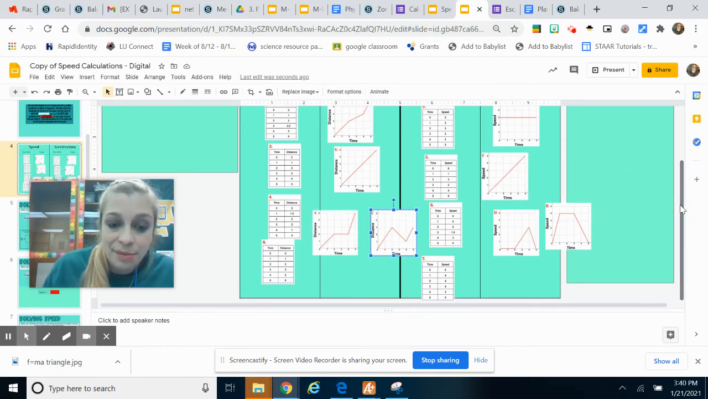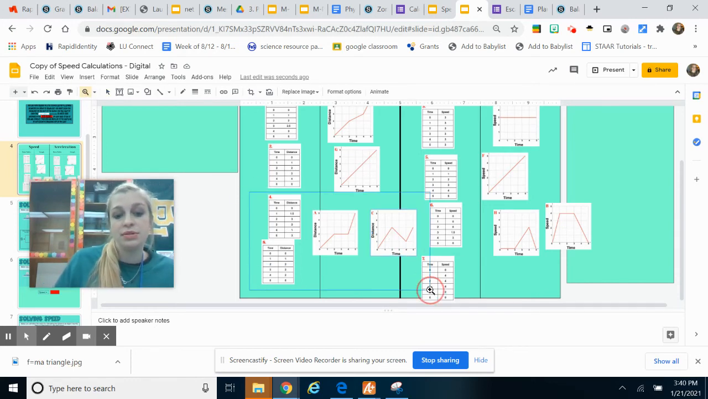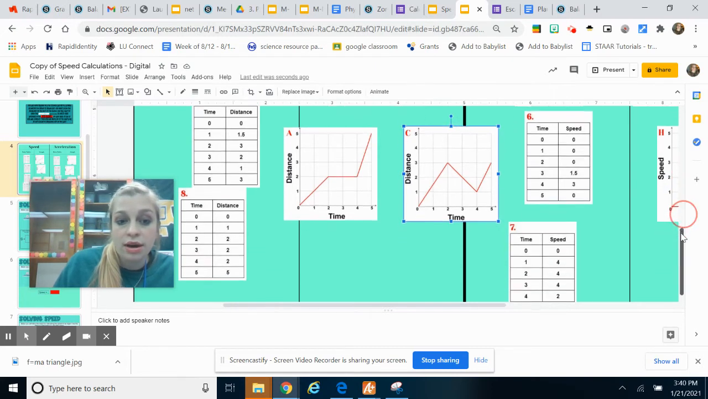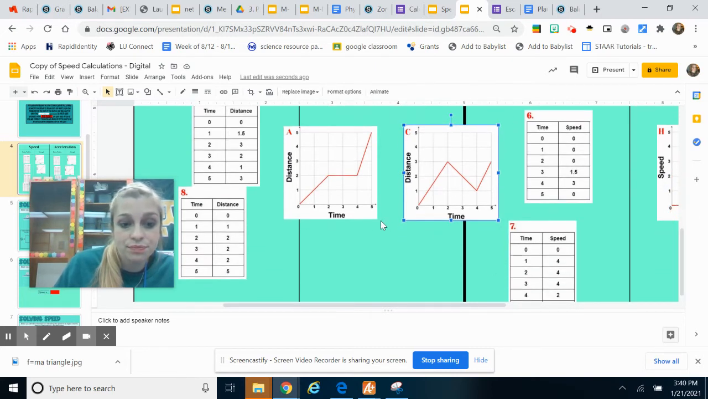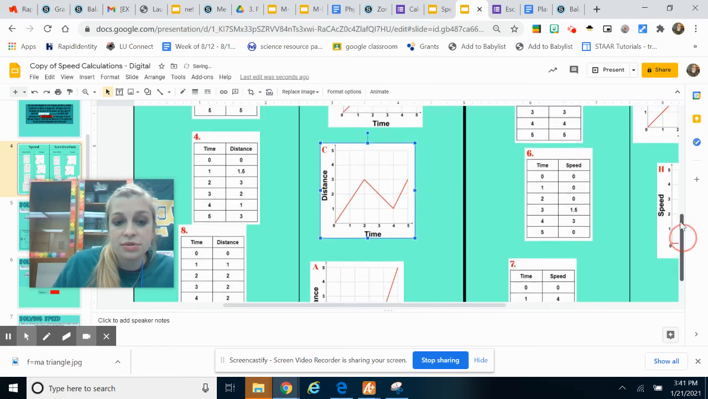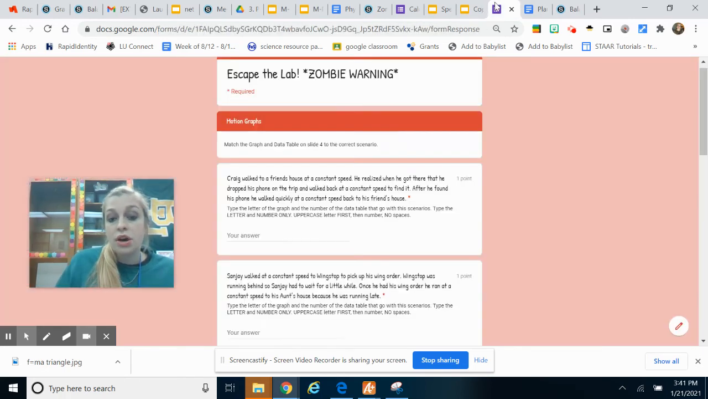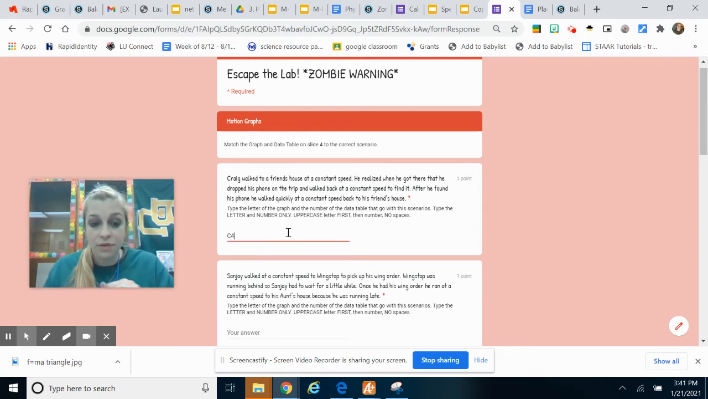Graph C, man, I'm going to have to give y'all another answer. Graph C goes with data table. Let's see. We need to know what data table it goes with. So one of these two. Graph C goes with data table 0, 0, 1, 1.5, 1, 1.5. Okay, so graph C goes with data table 4. So if I go over here, it says type the letter of the graph and the number of the data table that go with this scenario. So letter is C, number is 4.